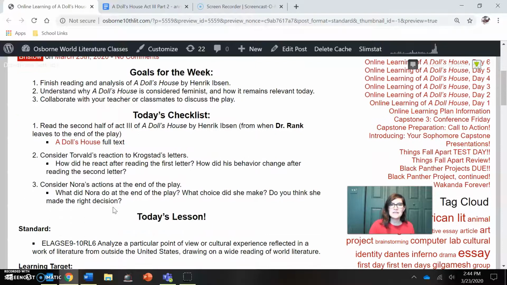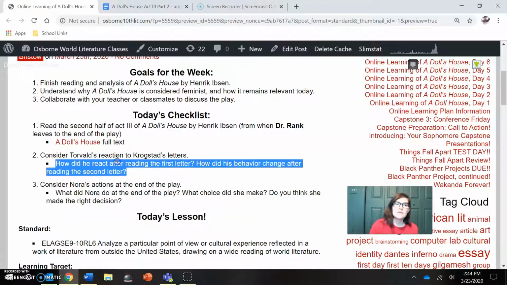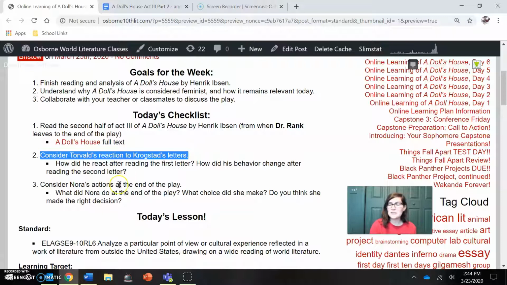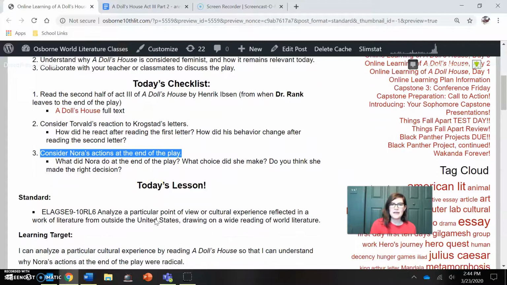For today's checklist, we're going to finish the second half of Act 3 of A Doll's House, from when Dr. Rank leaves to the end of the play. We're going to finish the play. We're going to consider Torvald's reaction to Krogstad's letters. There's more than one letter. And we're going to consider Nora's actions at the end of the play.